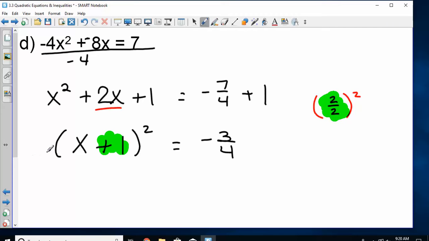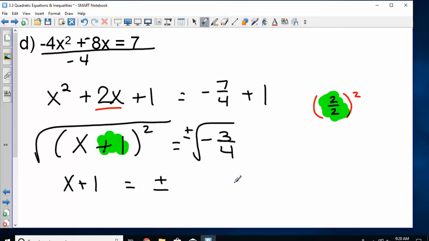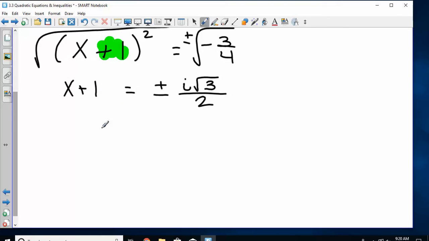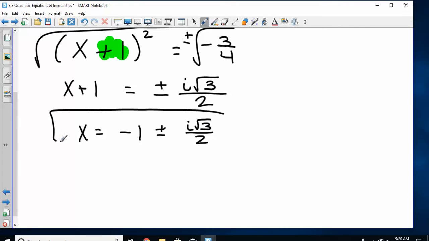Then we need to, and with that, so we get x plus 1 equals plus or minus the square root of negative 3, which is i radical 3, over the square root of 4. And the next step, so it's just going to be negative 1 plus or minus i radical 3 over 2. You guys ready to try some on your own?